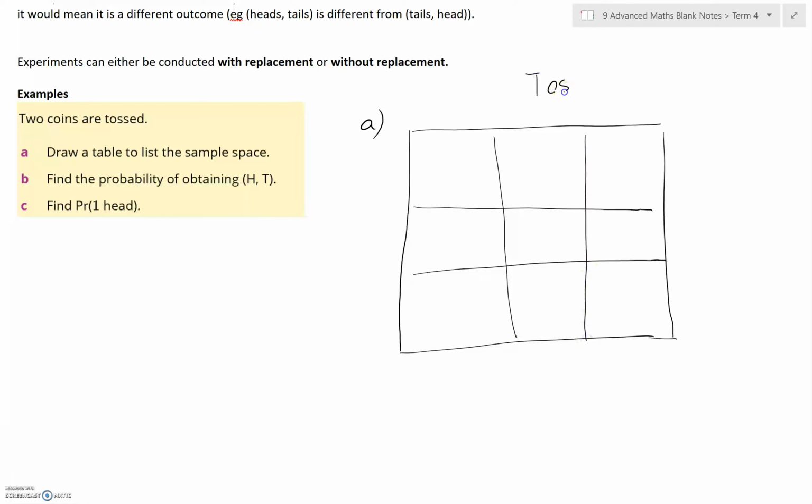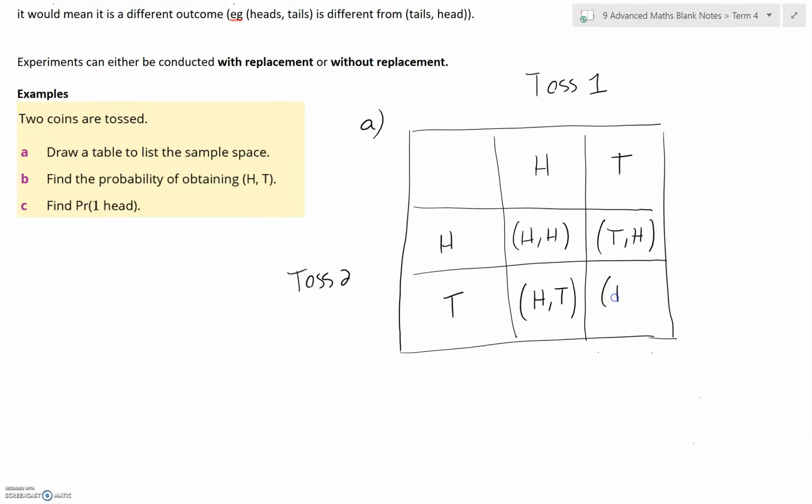So toss 1, I'm going to get a head or a tail. In toss 2, I'm going to get a head or a tail. So this is where I'm going to list the possible outcomes in the order. So first I'm going to get a head, and then I'm going to get a head. Then I'm going to get a tail, and then a head. Then I'm going to get a head, and then a tail. And then I'm going to get a tail and a tail. So there are 4 total possible outcomes. You can read that straight off the table, and that's often a really easy way to do it.